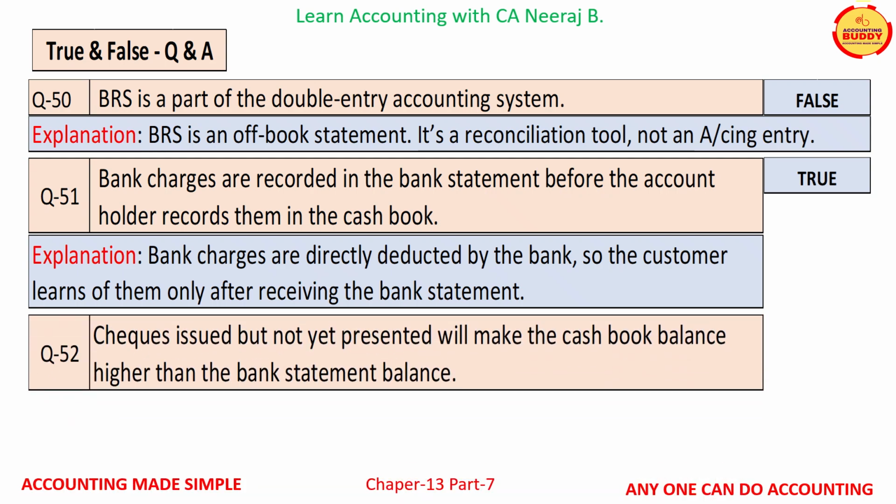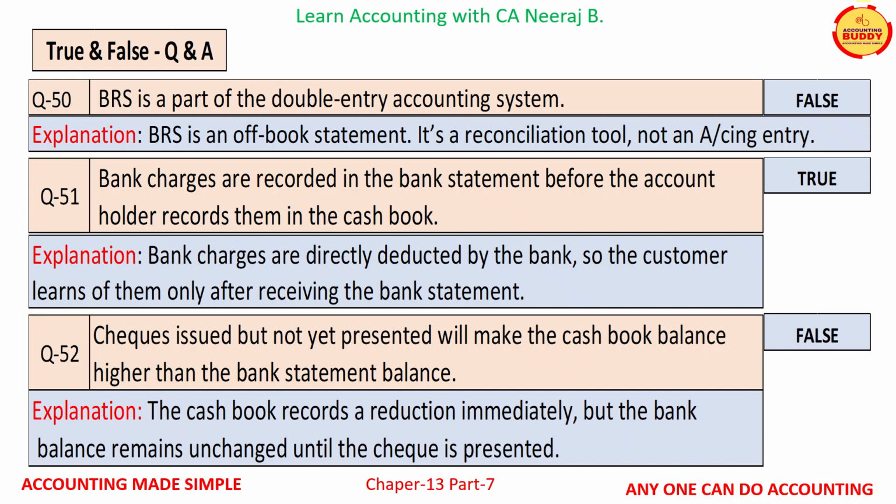Question number 52: checks issued but not yet presented will make the cash book balance higher than the bank statement balance. This is a false statement. The cash book records a reduction immediately, but the bank balance remains unchanged until the check is presented for payment.